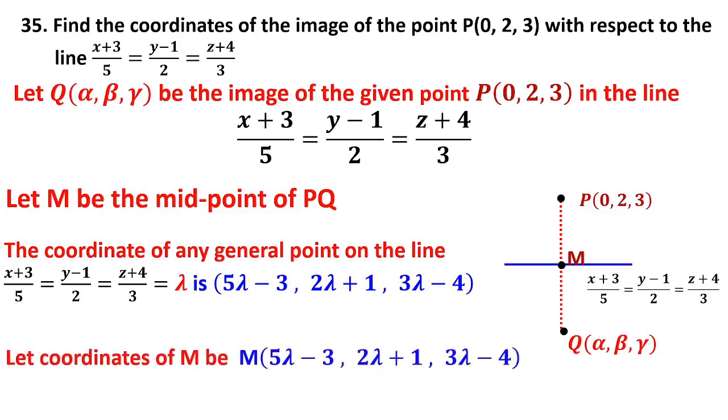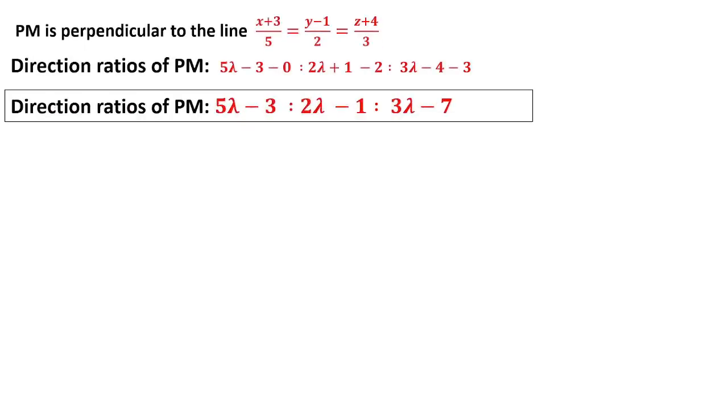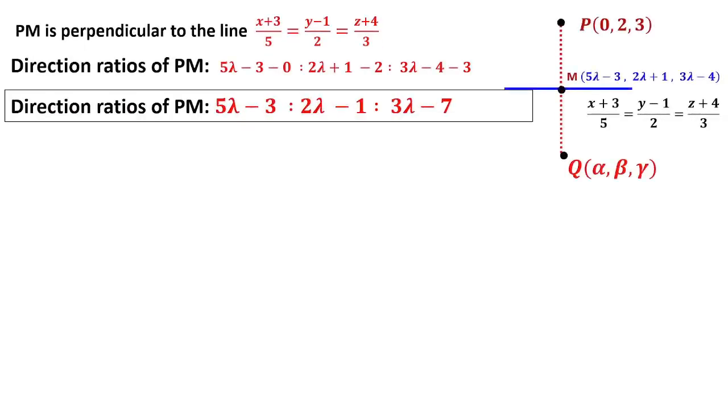Now the coordinate of M, you call it as this. Then after that, you have to find the direction ratios of PM. How to get the direction ratios of PM? Because P is 0, 2, 3 and M is 5 lambda minus 3, 2 lambda plus 1, 3 lambda minus 4. Use the formula x2 minus x1, y2 minus y1, z2 minus z1 to get the direction ratios.